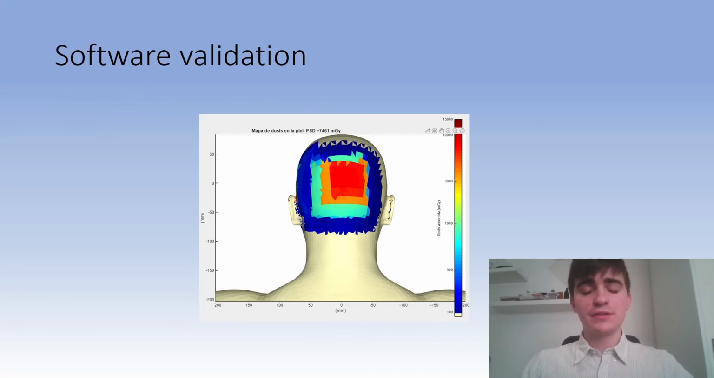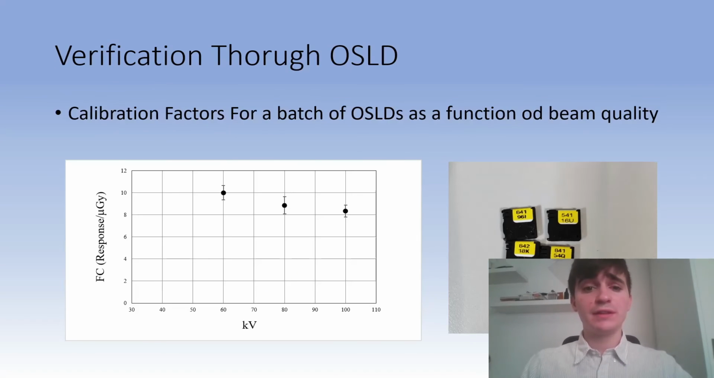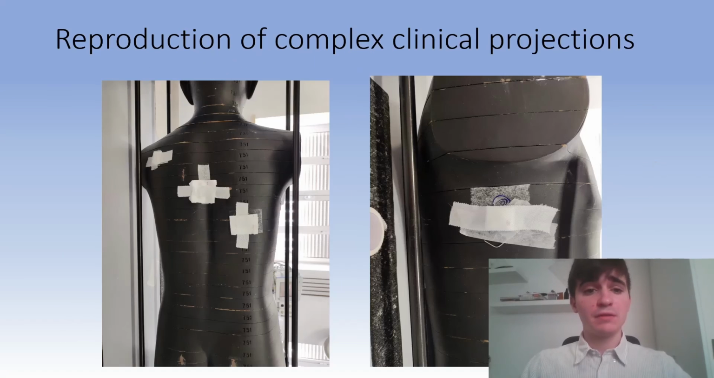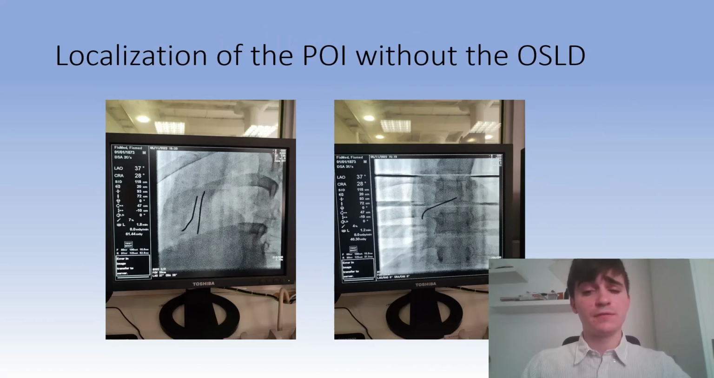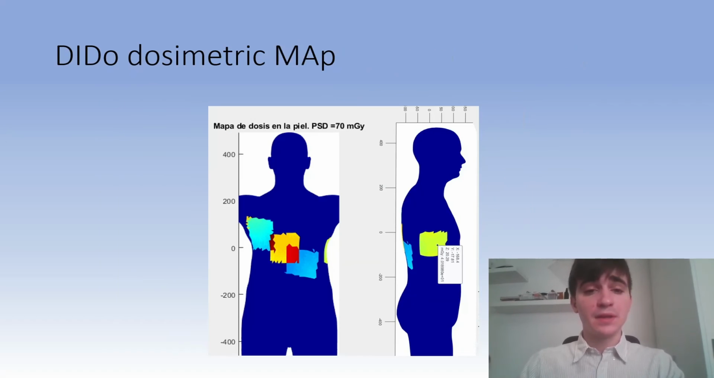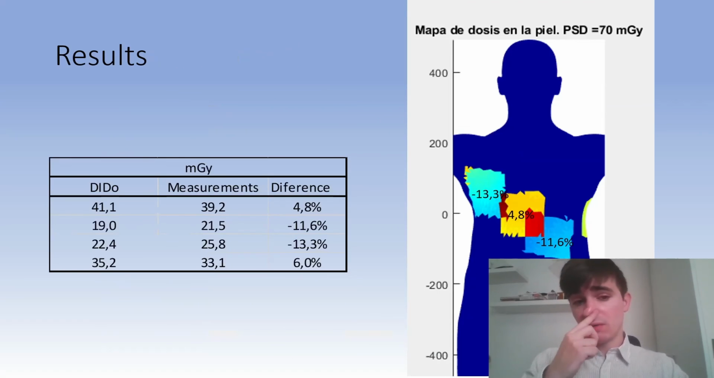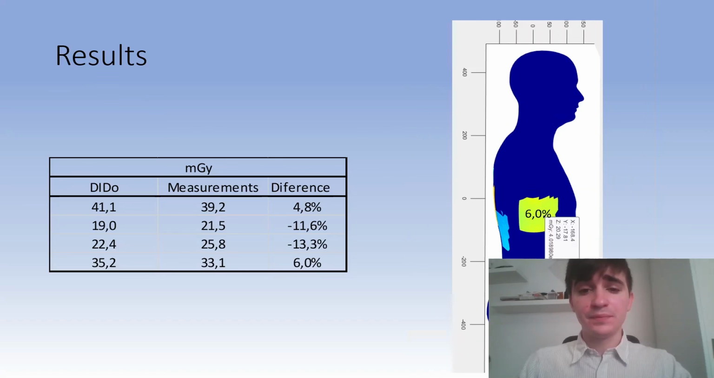To conclude the presentation, let's see how accurate these estimations are. To check this, we have calibrated a batch of SLEDs for different beam qualities. Then we have reproduced four clinical projections. Here you can see images from the acquisition process. And we have compared DIDO's dosimetric map with our measurements. Here you have DIDO's dosimetric map, and here you have the difference between our measurements and DIDO's estimations. You can see the range between the 13% and the 5% difference.